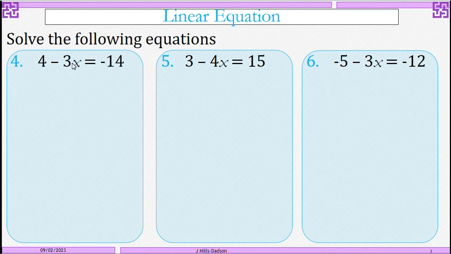It's 4 minus 3x equals negative 14. Now, what we need to be careful about is that the 4 is a positive number, and that means negative 3 times x. And like I said previously, the number attached to the letter should be the last one to be removed. So we need to get rid of 4 before negative 3. 4 is a positive number, so to remove 4, we take away 4 from both sides.